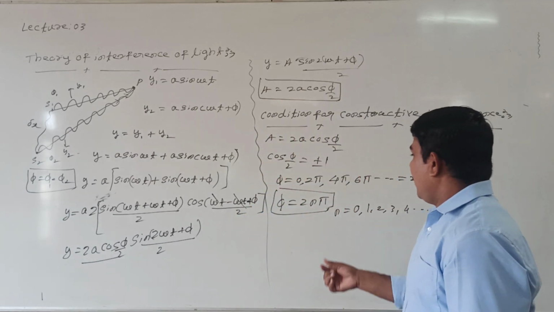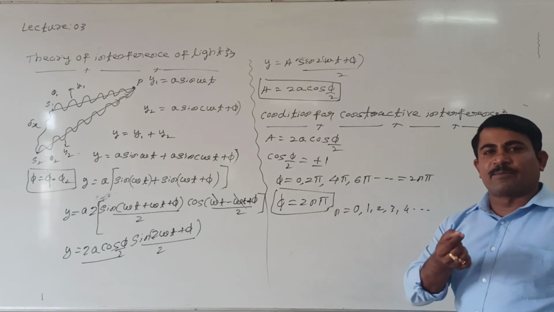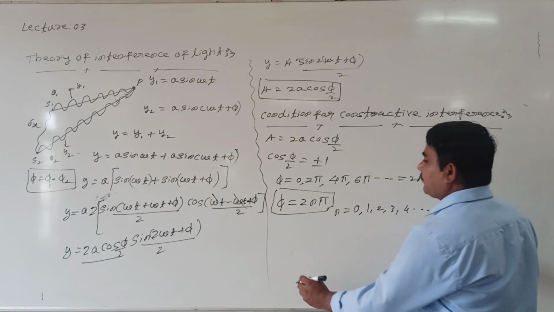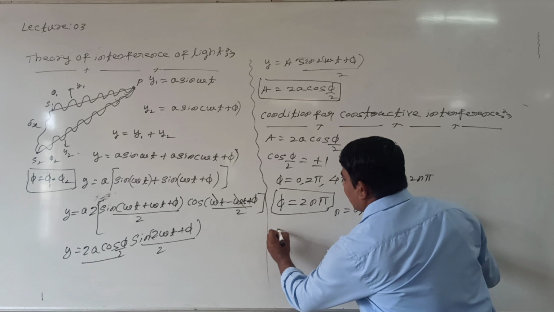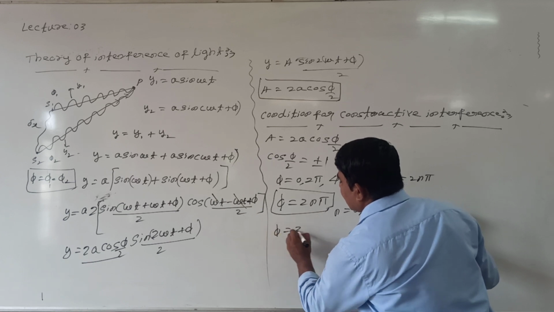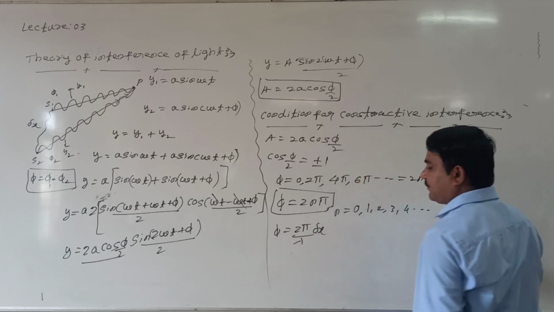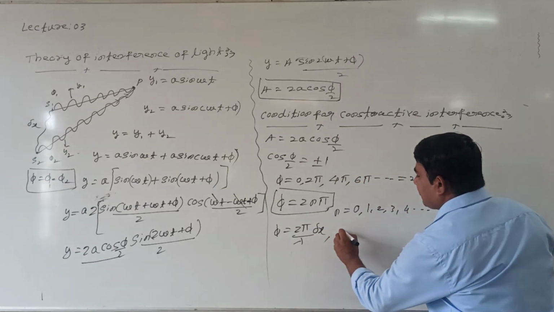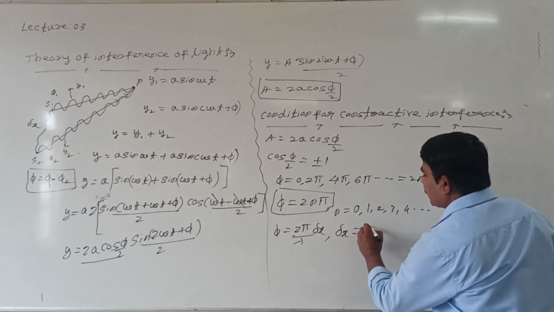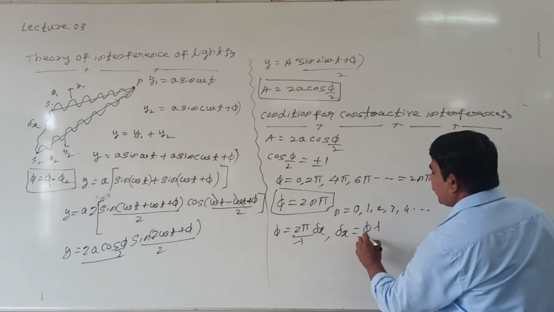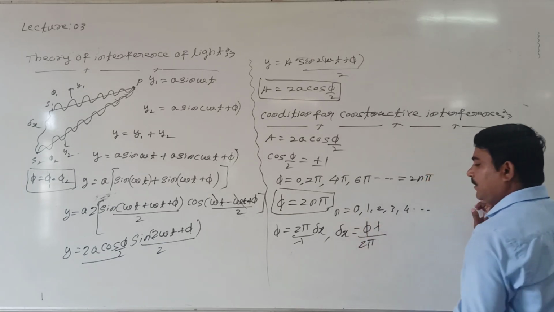Now, if the phase difference is like this, what about the path difference? Already we know the relation: phase difference is equal to 2 pi by lambda into path difference. Now, how much path difference exists? Delta x is equal to phi into lambda divided by 2 pi.